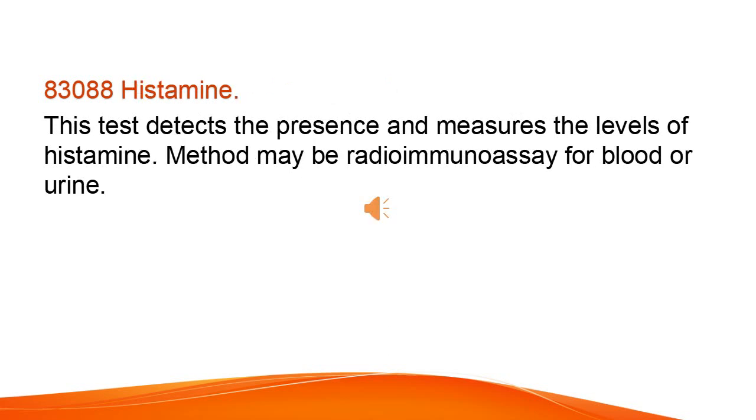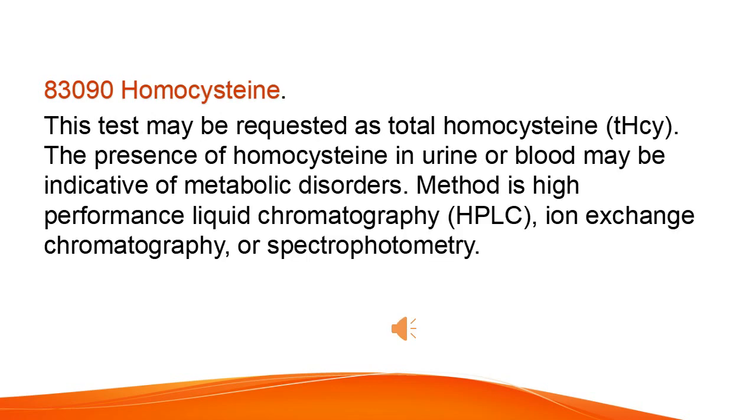Histamine. This test detects the presence and measures the levels of histamine. Method may be radioimmunoassay for blood or urine. Homocysteine. This test may be requested as total homocysteine, THCY. The presence of homocysteine in urine or blood may be indicative of metabolic disorders. Method is high-performance liquid chromatography, HPLC, ion exchange chromatography, or spectrophotometry.